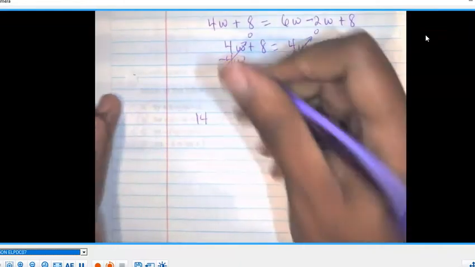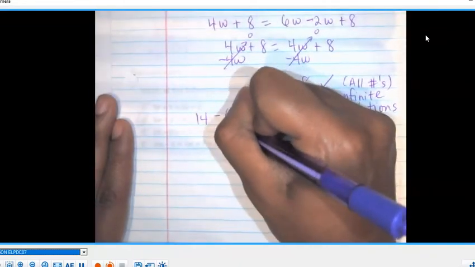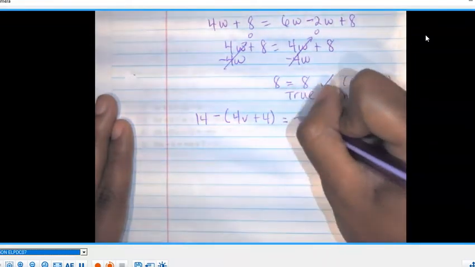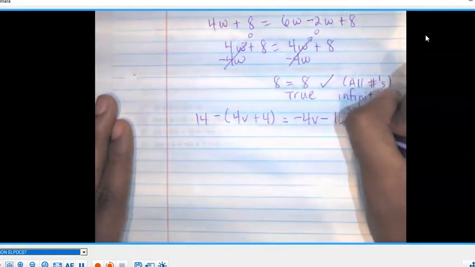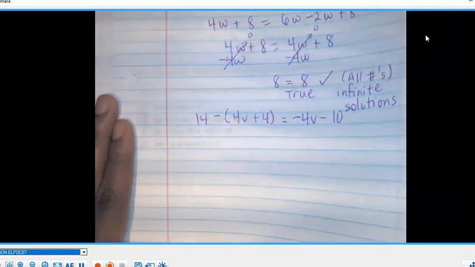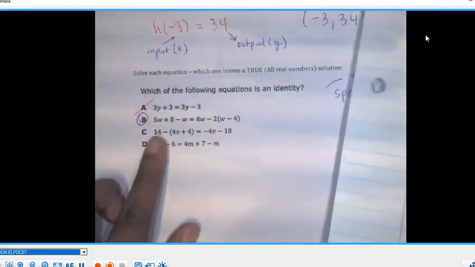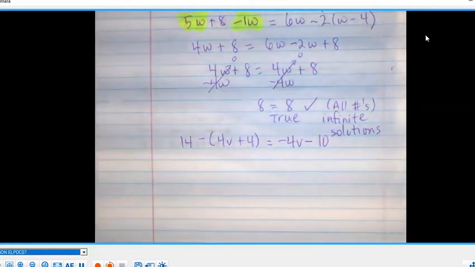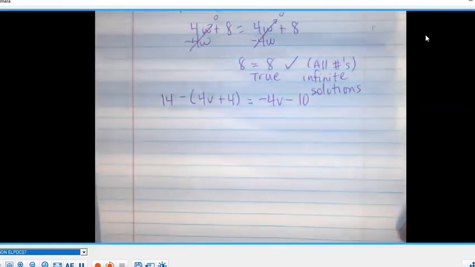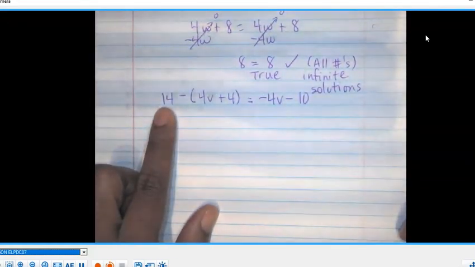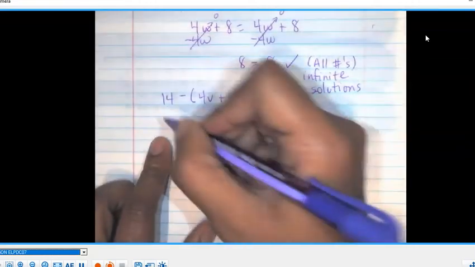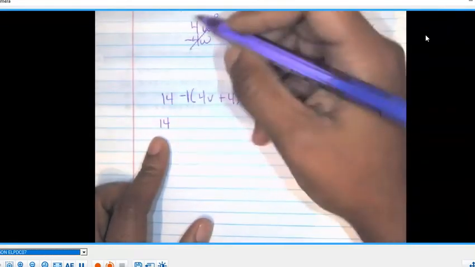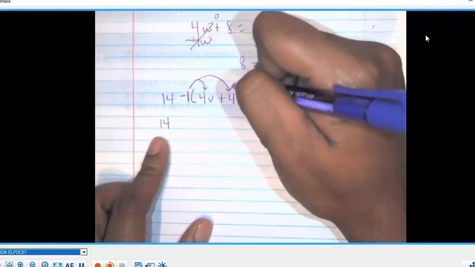So we have 14 minus, open parentheses, 4v plus 4, equals, I think I wrote it down right. Okay, let me check. Yep, okay. All right, so this one, watch very carefully. We always start on the left. I'm going to drop the 14 down because there's nothing to do. It's just sitting in the front. Where that negative is, that's a negative 1. So I have to do the distributive property.